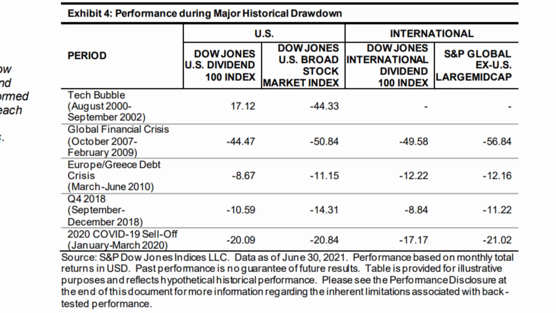And then if you look at the financial crisis of 07 to 09, this index was down 44%, whereas the broad index was down over 50%. And if you look at the crisis in Europe during 2010, this performed better during that time period. And then lastly, when comparing the pandemic performance here in 2020, the two indices performed fairly similarly.